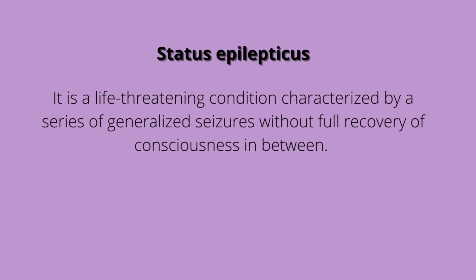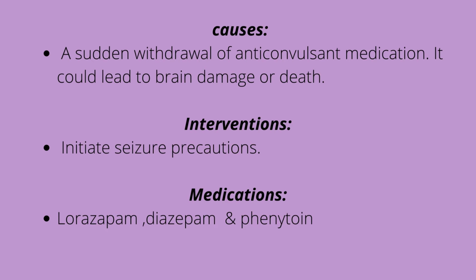Status epilepticus. So this is a life-threatening condition characterized by a series of generalized seizures without a full recovery of consciousness between them, right? Many may be caused by a sudden withdrawal of the anti-seizure medication, and it could lead to brain damage or death. So this is a situation where you're having a seizure back to back. You're not having that recovery period. And since you're having this seizure, you're cutting all this perfusion and circulation to your brain, you could end up with brain damage.